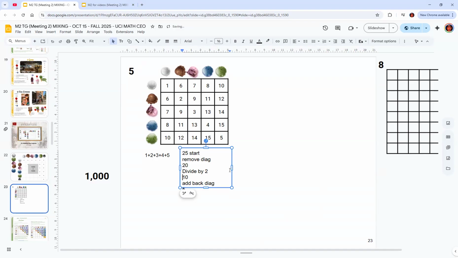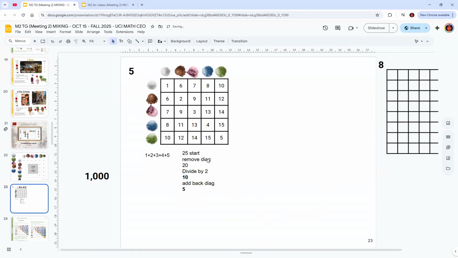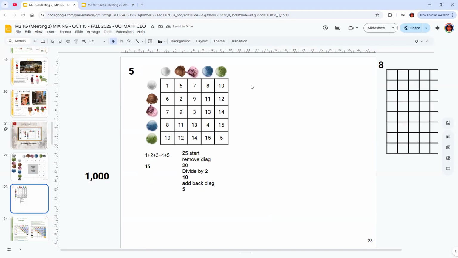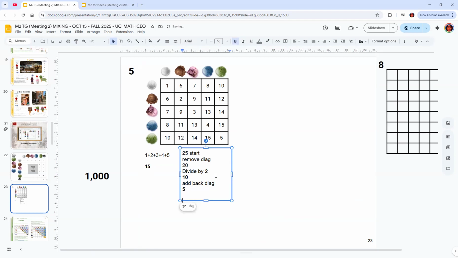So it's a 10 plus 5. And so that would be the result, which is the same as 1 plus 2 plus 3 plus 4 plus 5. It's 15. Okay, so that gives us some expression, which would be this 5 times 5, minus 5, divide by 2, and then add 5 again.